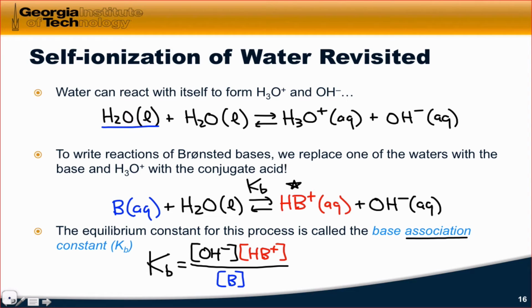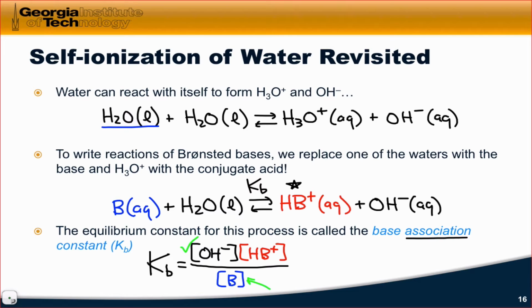As we saw for Ka, a large value of Kb indicates that products are favored, and in this case that indicates that the concentrations of HB+ and OH- will be large at equilibrium. In other words, the base will be associated to a large degree. A small Kb value, much less than 1, indicates that the base is mostly unassociated B, and thus that the reactants are favored. Because hydroxide appears in this equilibrium expression, in most cases we'll be solving for OH- concentration when we're solving equilibrium problems involving base association.